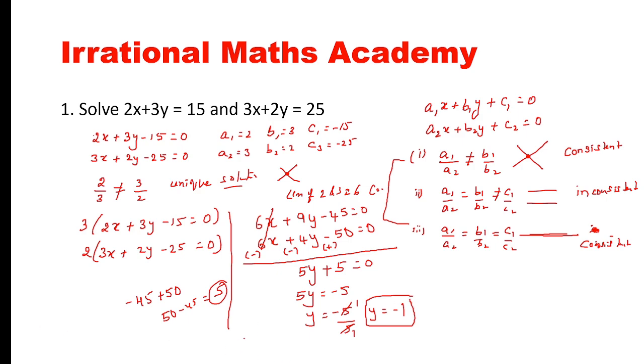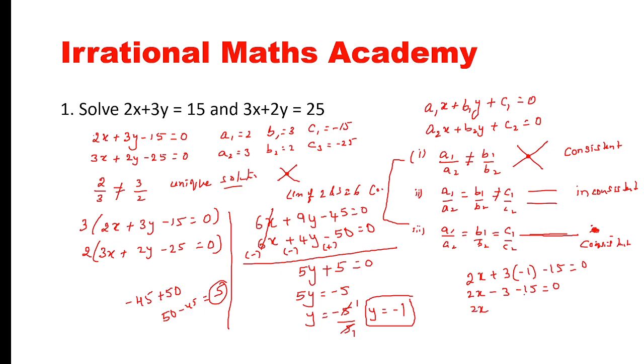I can substitute in any of these equations. I'll get the x value. So I'll substitute in the first equation. 2x plus 3 into y value is what? Minus 1. Minus 15 equal to 0. 2x plus into minus, minus 3 into 1, 3, minus 15 equal to 0.